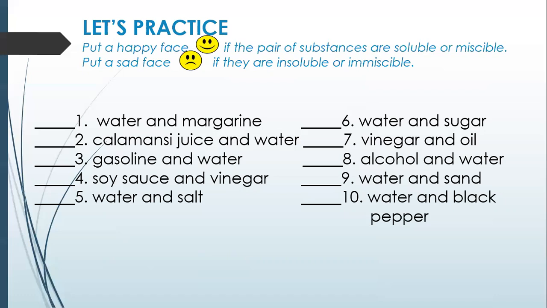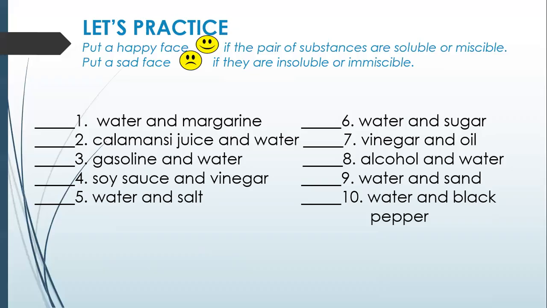What you're going to do is put a happy face if the pair of substances are soluble or miscible, meaning to say they can thoroughly mix, while put a sad face if the pair of materials or pair of substances are insoluble or immiscible, meaning they do not totally mix. Okay?